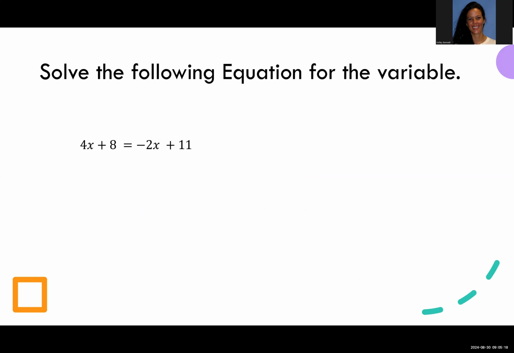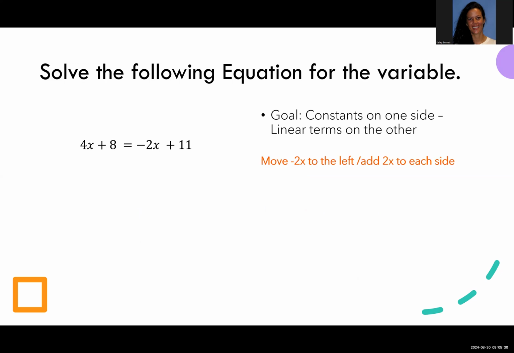In this equation, we have linear and constant terms on each side. But it's still my goal to get constants on one side and linear terms on the other. I'm going to move 2x. I'm going to move the negative 2x to the left by adding 2x to each side. So it's negative 2x. To undo that, positive 2x. So on the left, I'm going to end up with 6x. But on the right, my negative 2x cancels out, rather. So what I'm left with is 6x plus 8 equals 11.